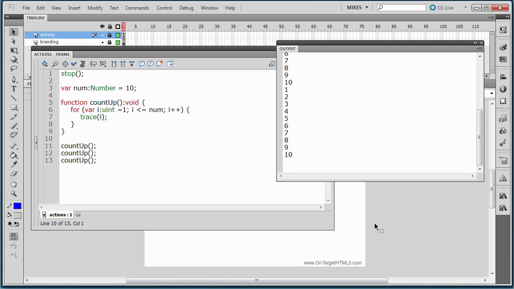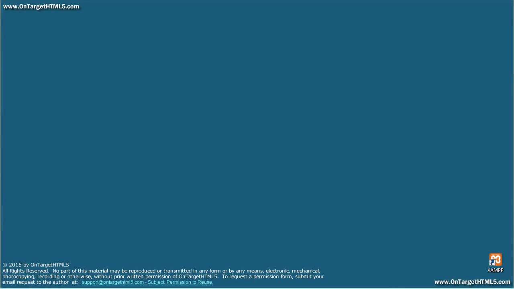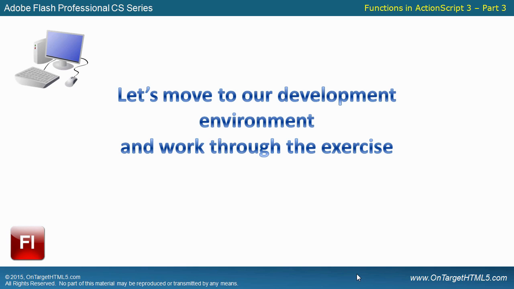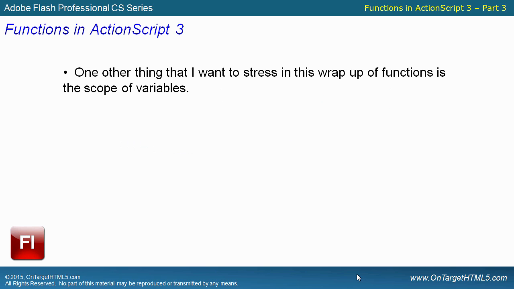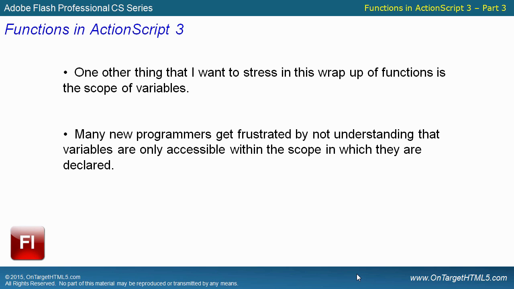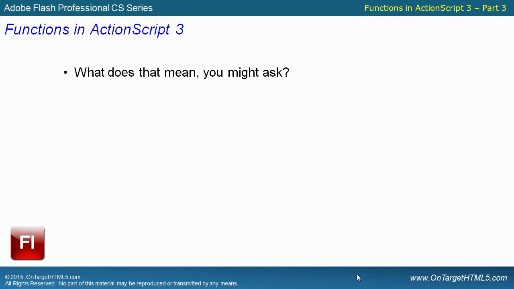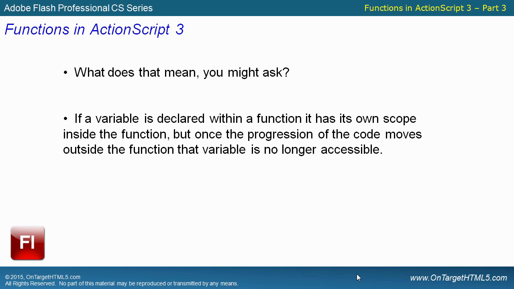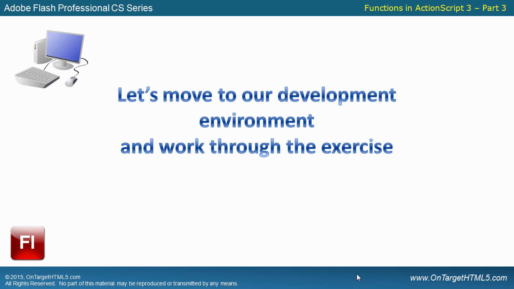All right, so I'm going to go ahead and drop out of the Flash development environment for a minute. Let's go back into our presentation, because there's one other thing I want to stress while we're wrapping up the tutorials on functions. One other thing that I want to stress in this wrap-up of functions is the scope of variables. Many new programmers get frustrated by not understanding that variables are only accessible within the scope in which they're declared. What does that mean? If a variable is declared within a function, it has its own scope inside the function. But once the progression of the code moves outside the function, that variable is no longer accessible. And it's very important that you understand that. So let's go back into the development environment and work through a couple exercises that demonstrate the different scopes of variables inside of ActionScript.